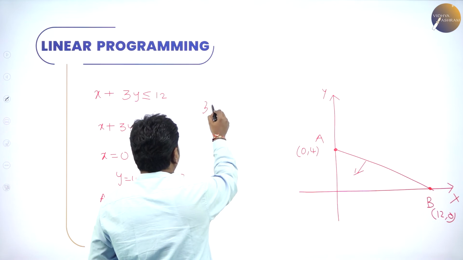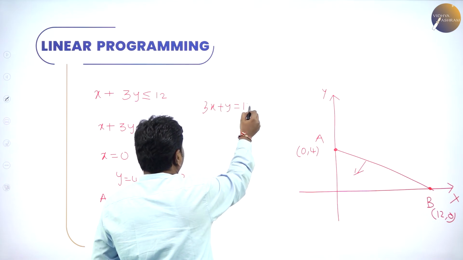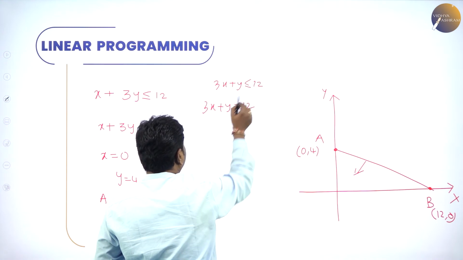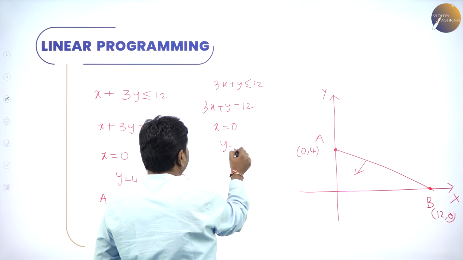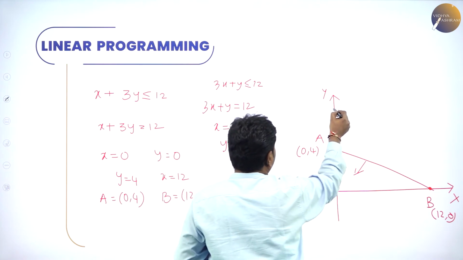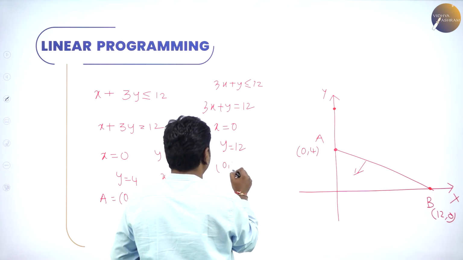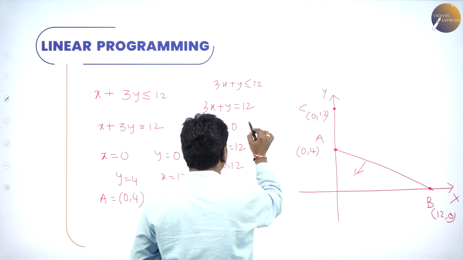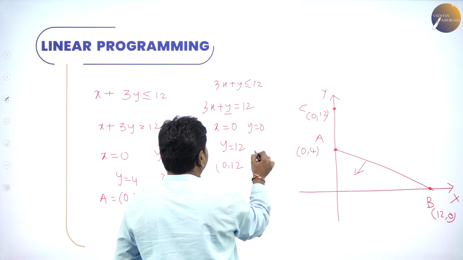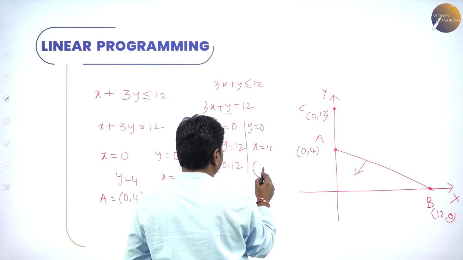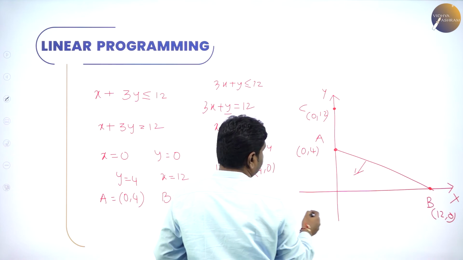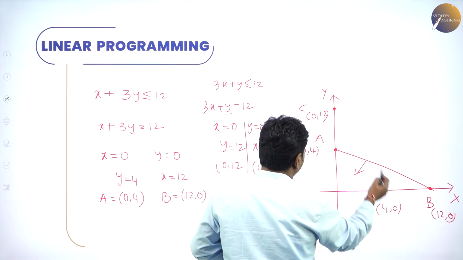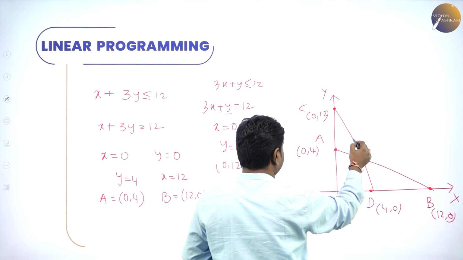And the second one is 3x plus y equal to 12, that is also less than or equal to 12. Now put x equal to 0, you'll get y as 12. So the point on the y axis is 0 comma 12, we call it C. Then put y equal to 0, I'll get x as 4. So that is another point, 4 comma 0, we call it D. Stretch a line between these two. This is also shaded below.